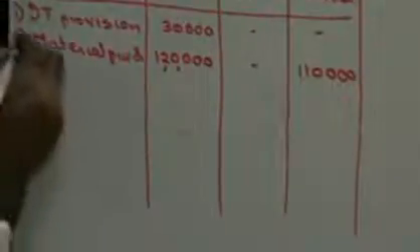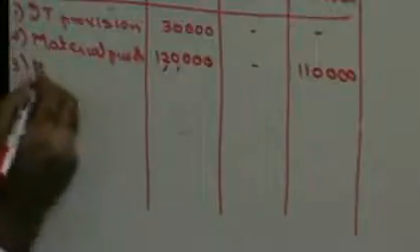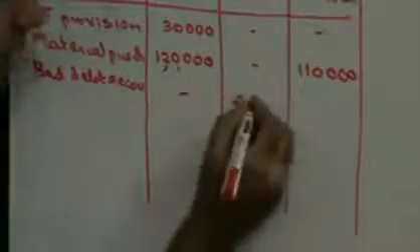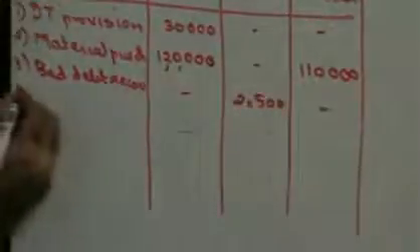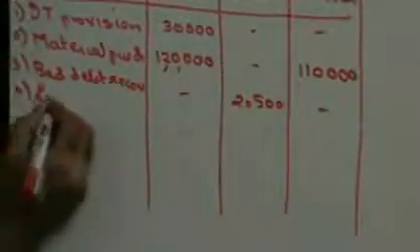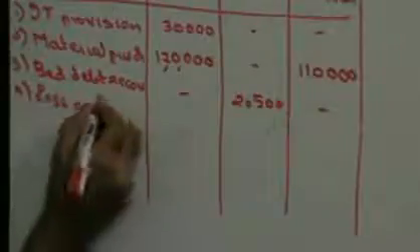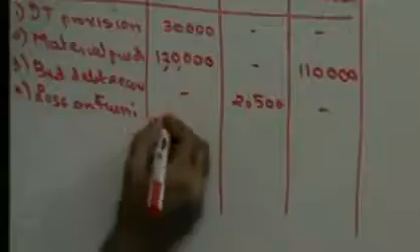Next, let's see the next entry. Old bad debts recovered. Bad debts recovered is income. So this comes in the P&L account on the credit side, 20,500. Right? Next, loss on sale of furniture. Loss on furniture is an expense, debit side, expenses and losses, 4,120. Right? So that finishes your working note.